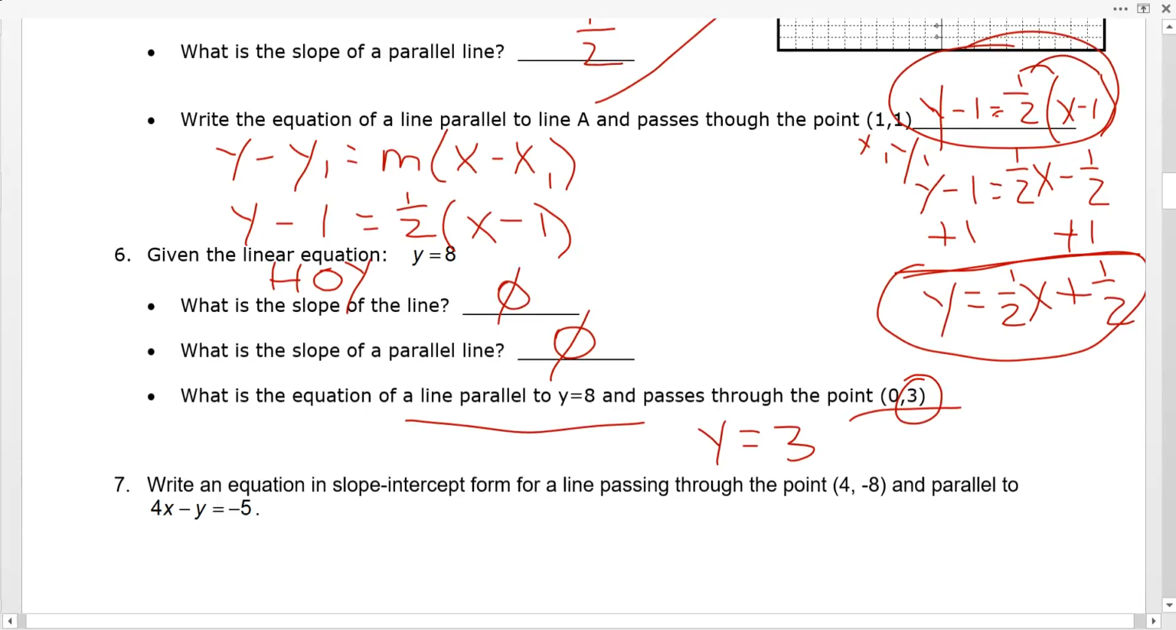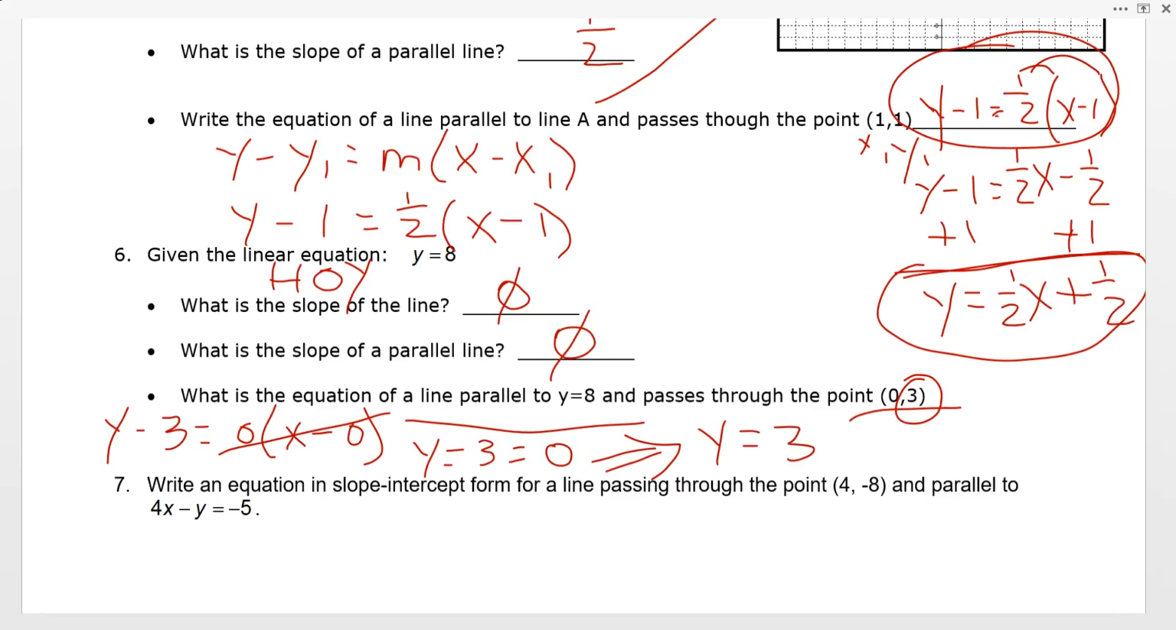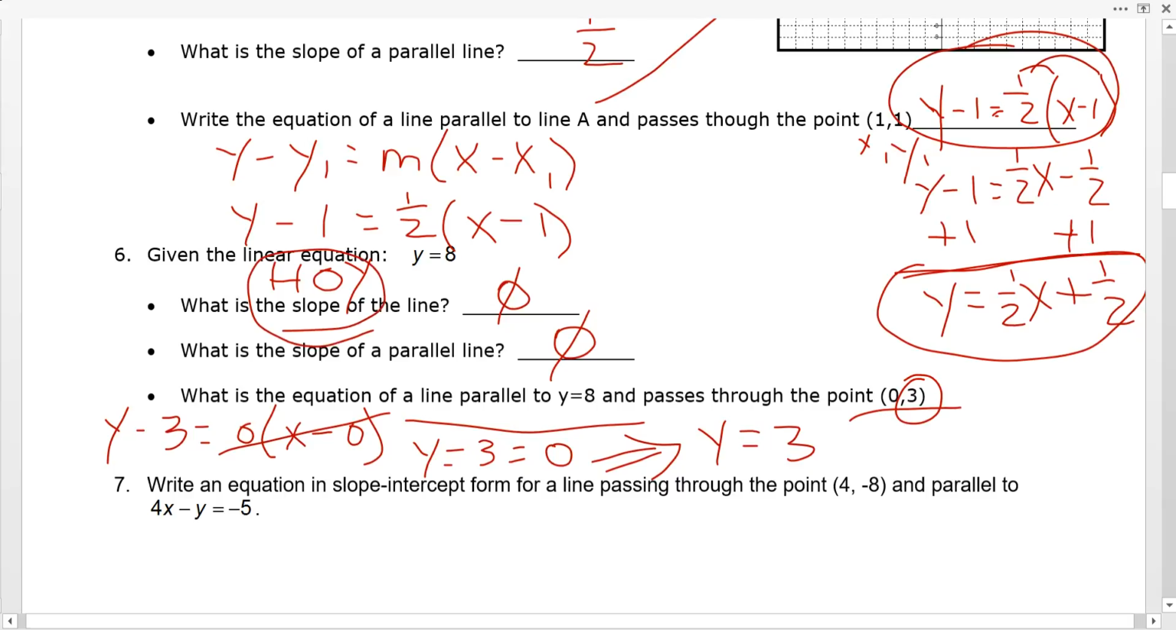And if you want to do y minus 3 equals 0 times x minus 0, all that turns into a 0. So y minus 3 equals 0. And that would make y equals 3. Okay, but since I know it's a horizontal line with a 0 slope and it's y equals, I could just take my y number right here and write y equals 3. I don't need to do any of that unless you want to. Okay.